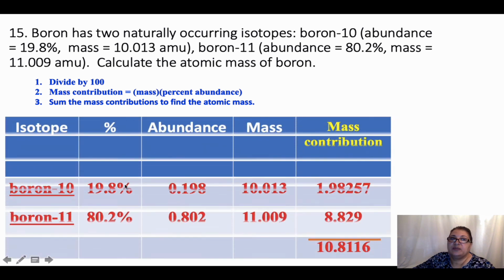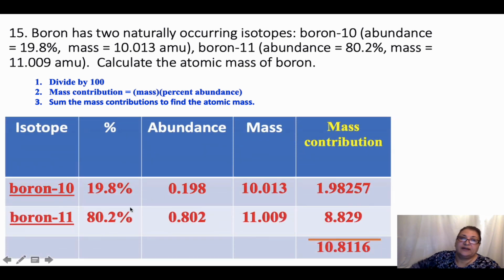So let's see what that would look like. Boron-10, boron-11, you write down the percent. First, you find the abundance, which is you divide by 100, and then you multiply by the mass. So whatever they put in parentheses, that's what you multiply together. And then the last step, we add them all up and we get the average mass.